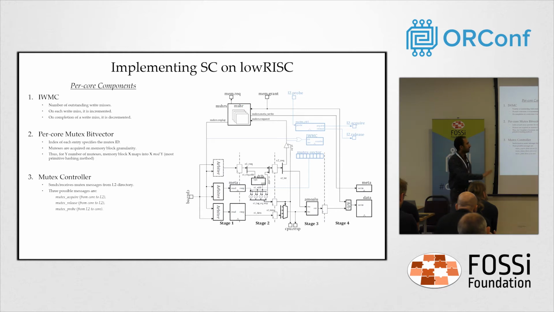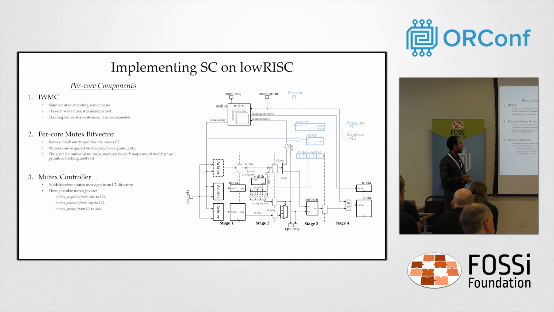This figure you probably remember from one of the first few slides, but I highlighted in blue the components added for enabling this sequentially consistent MCM. We have a counter called the in-flight write miss counter. It's a simple counter, nothing more; it just has enable bits, increment and decrement. Then we have a per-core mutex bit vector to keep track of which memory blocks we have acquired mutexes for and which blocks are available. As we will see later on, this must be kept coherent with the global mutex bit vector directory.